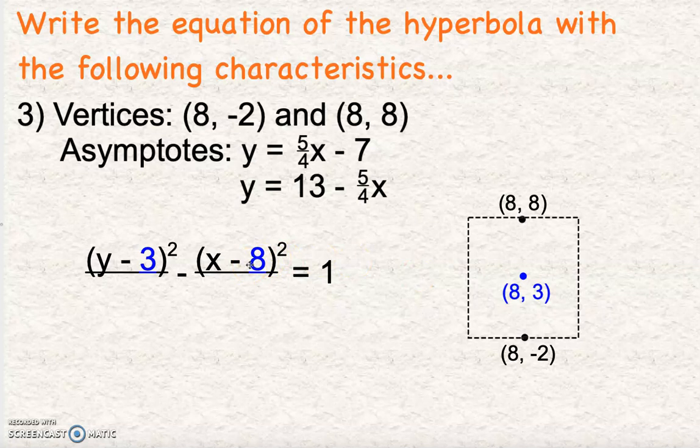Now I just have to figure out what goes underneath the y and what goes underneath the x. Well, look at these asymptotes. You see this slope, 5/4? Notice that the distance going from 3 to 8 is 5. And that's the rise. That's the slope of the asymptote. And this 4, well, that's going to be the horizontal distance. So the rise is 5, vertical, so that goes under the y. The run is 4, horizontal, so that goes under the x.